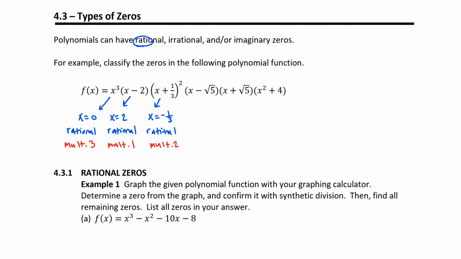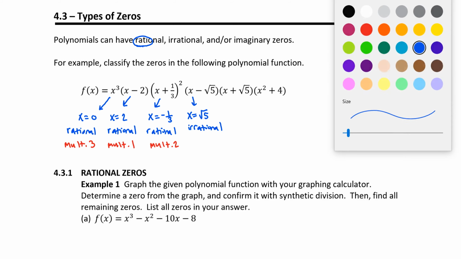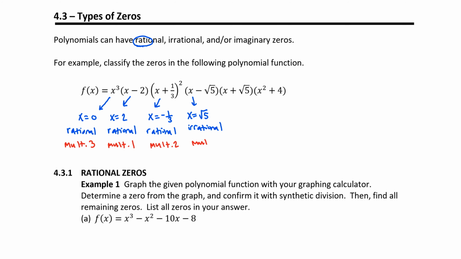Now, moving to our next factor, it looks a little more complicated. If I were to set that equal to 0 and solve for x, I would end up with the zero square root of 5. Square root of 5 cannot be simplified. It cannot be written as a fraction. So this is an example of an irrational zero. But in this case, it has a multiplicity of 1. Working on our next factor, setting it equal to 0 and solving for x, we would get negative square root of 5. Again, this is an irrational number, and that factor repeats once, so this zero has multiplicity of 1.